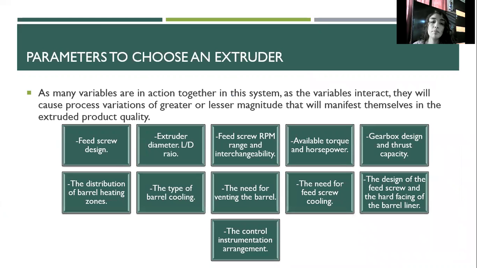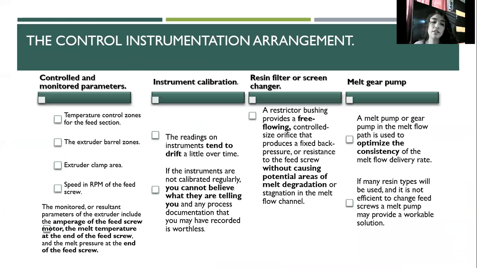These are the parameters to choose an extruder. All these rectangles must be analyzed in order to choose the correct extruder. And as you can see here, the instrument calibration is very important, because if we don't have a calibration, we cannot trust the information that is given.